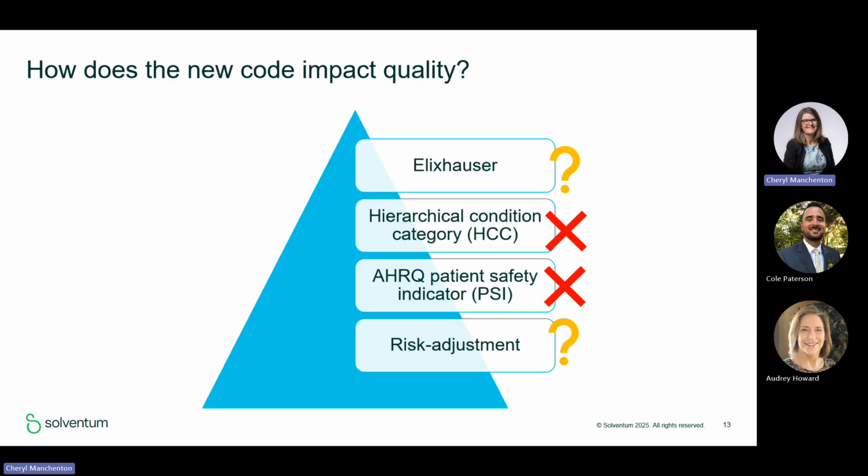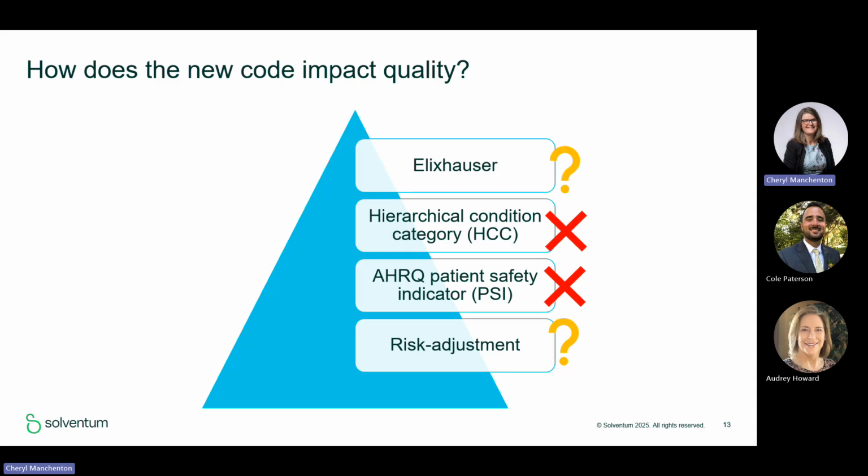How does this impact quality? It's a big question mark. I don't believe it will be on the Elixhauser list. We know that we do have diabetes with or without complications as one of our risk adjusters. I don't believe that they will add this code to the list, but I've been proven wrong before.